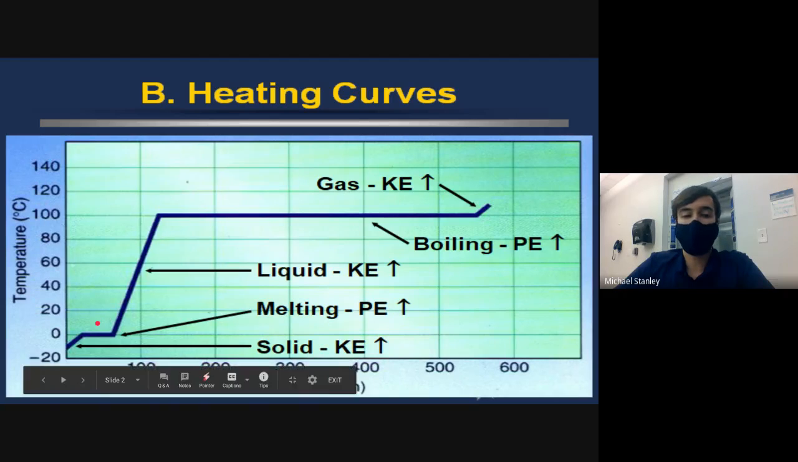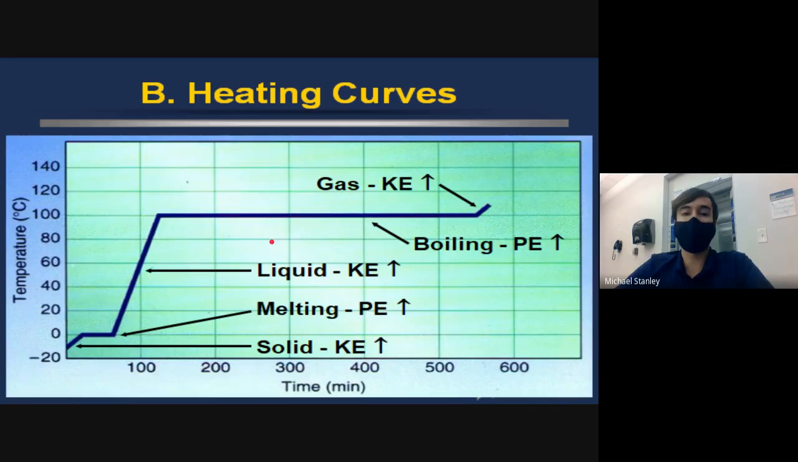The main two things that we're going to focus on tonight are what's happening in these parts where we're getting warmer and warmer, and why do we have these flat sections on our curve? Even though it's on the stove, why does our matter stop getting hotter for a certain period of time? That's what we'll go over today.